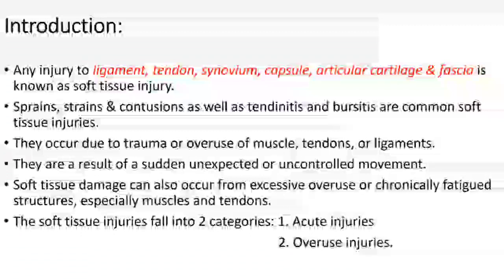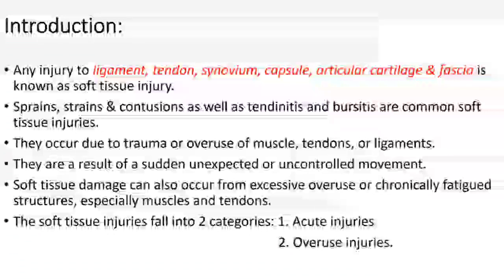Any injury to ligament, tendon, synovium, capsule, articular cartilage, and fascia is known as soft tissue injury. Sprains, strains, and contusions, as well as tendinitis and bursitis, are common soft tissue injuries.